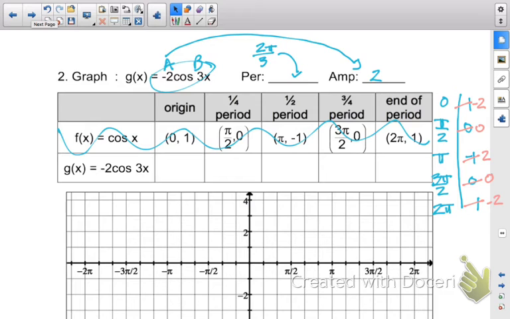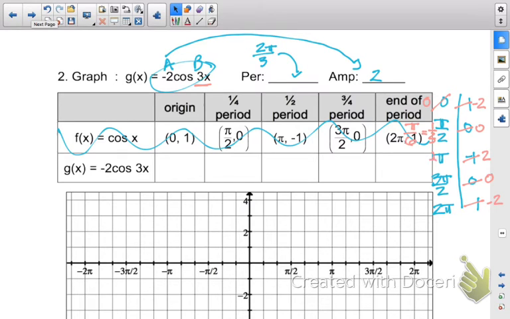And then I divide my x's by b. But remember, dividing by 3 is the same as multiplying by a third. So 0 times a third is 0. If I actually multiply a third by pi over 2, it gives me pi over 6 in this case.